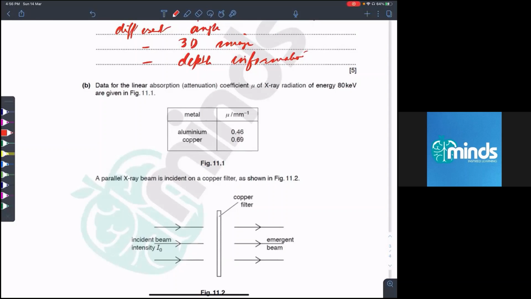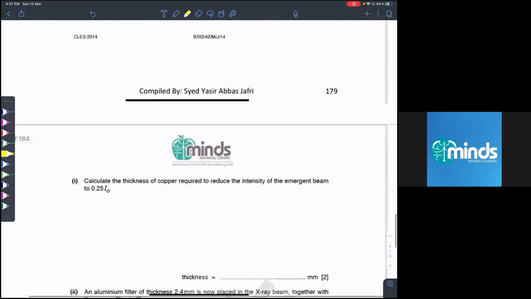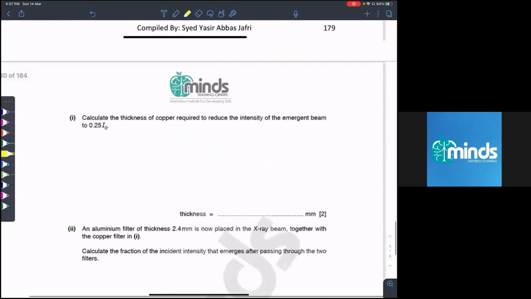Okay, data for the linear absorption or attenuation coefficient mu of X-ray radiation of energy 80 kilo electron volt are given in figure 11.1. For aluminium, it is 0.46 per millimeter. And for copper, it is 0.69. Now, always note this unit. It is per millimeter. A parallel X-ray beam is incident on a copper filter as shown in figure 11.2. Calculate the thickness of copper required to reduce the intensity of the emergent beam. Now we need the thickness; since mu is per millimeter, the final answer is in millimeter. So always take care of this unit.